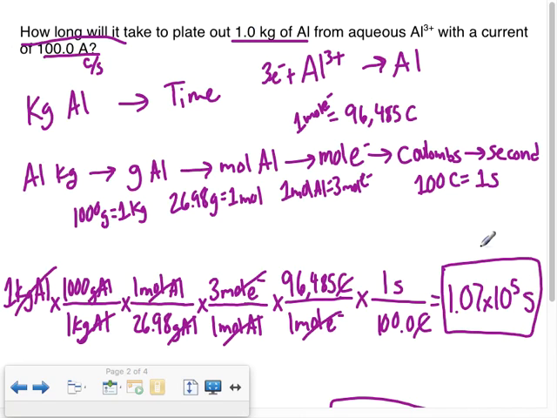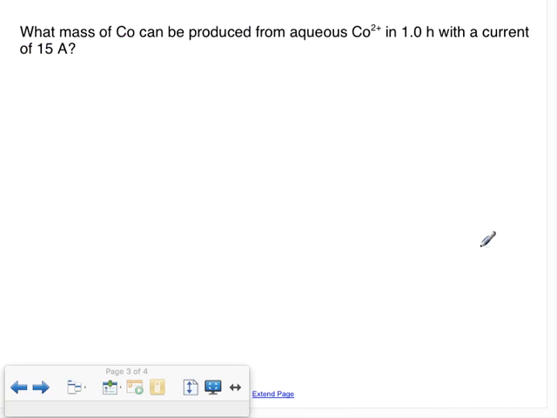Here's another problem. What mass of cobalt solid can be produced from aqueous cobalt ions in 1 hour with a current of 15 amps? All right, so remember, current is our conversion factor. That's not like our starting value. So think, what information are we starting with, and what are we trying to convert to? Given that amps is a conversion factor, the thing we are starting with is hours. That's our time. And what we're asked for is mass. So our overall question is we're going from hours to grams. That's our mass.